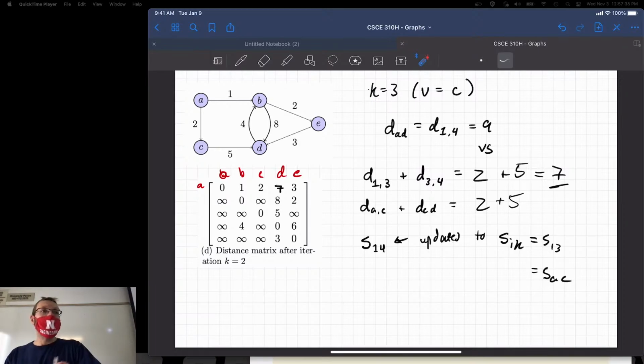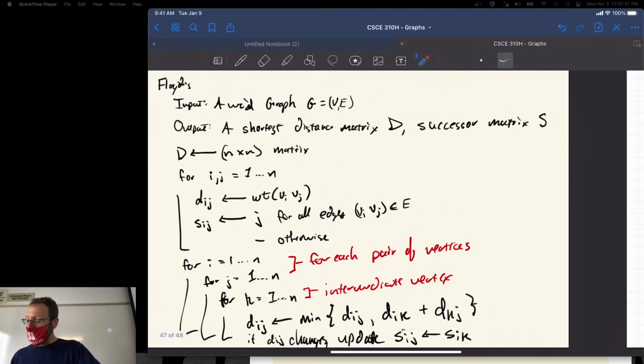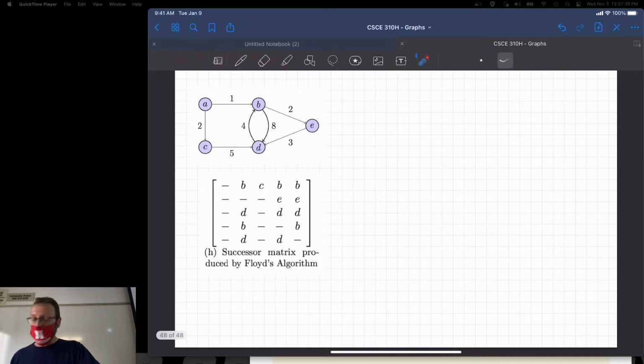Now let me jump all the way forward into the future and look at the successor matrix. After I'm done with Floyd's algorithm, this is the successor matrix that ends up from that run on this graph. How does that tell us how to build the path? For example, what?